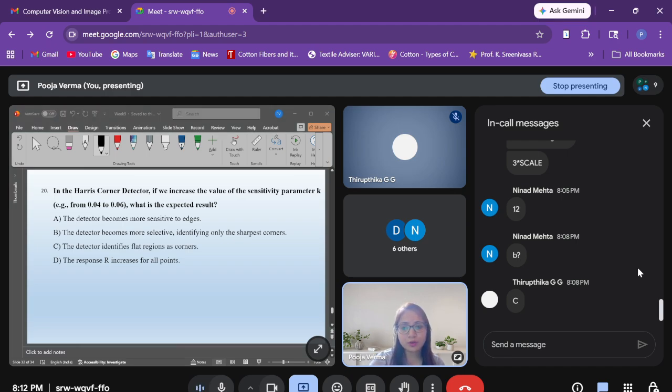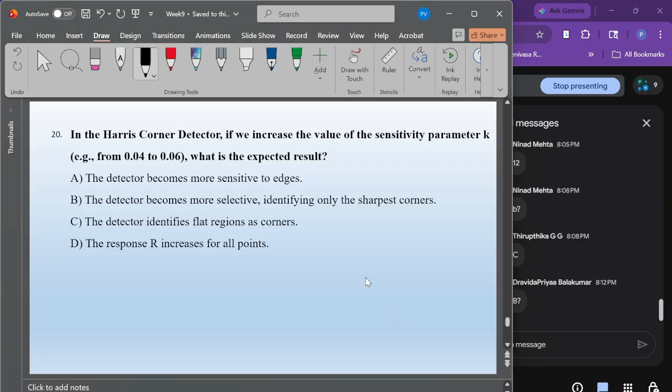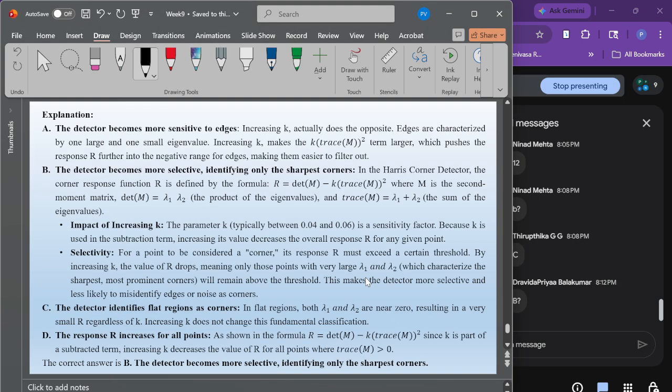So can you answer this question? This one is, I think, an easy one. In the Harris corner detector, if we increase the value of sensitivity parameter K from 0.04 to 0.06, what is the expected result? Okay, someone is asking for option B. Okay, we will see. Here the explanation is given.